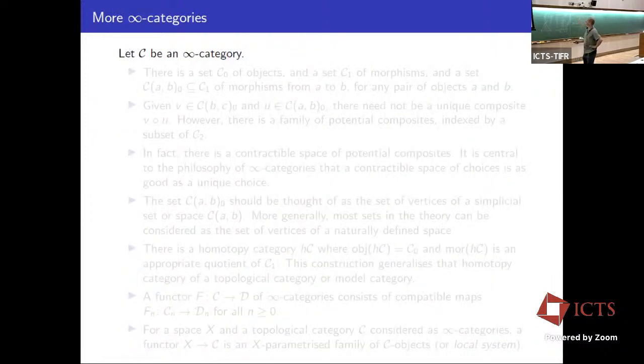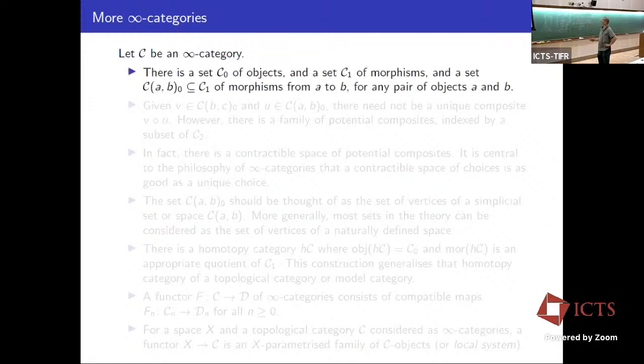So a few more things about infinity categories. An infinity category is a simplicial set. So it's got a set Cn for every natural number n. Elements of C0, you just think of as objects of the infinity category. C1, you think of as a set of morphisms, and every morphism has a source and a target. So you get the collection of morphisms from A to B for any pair of objects A and B.